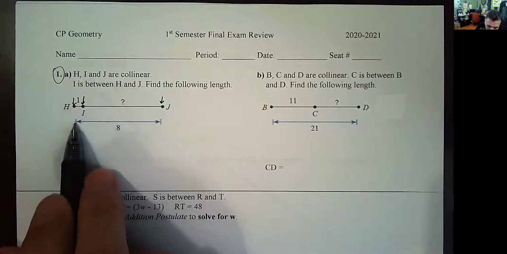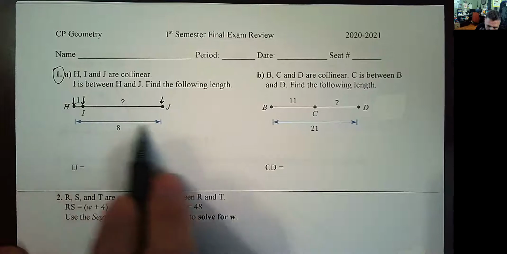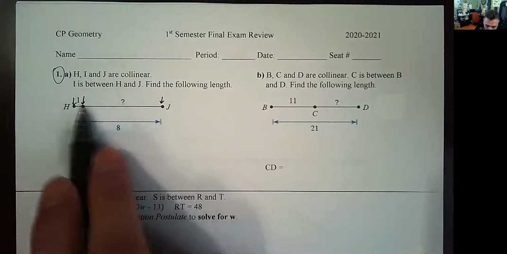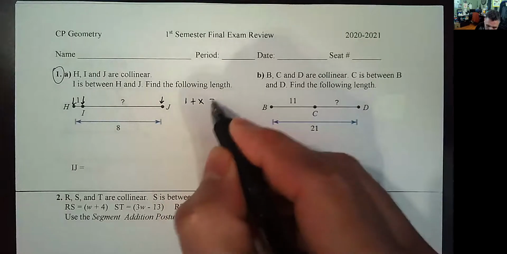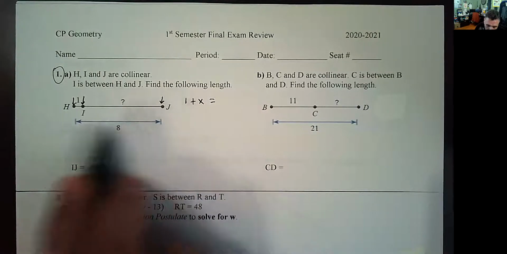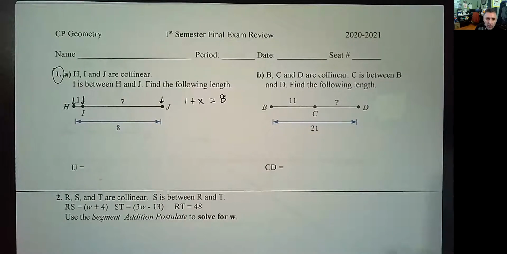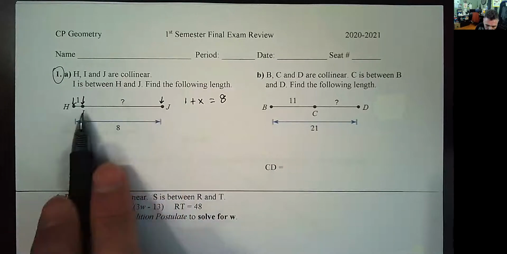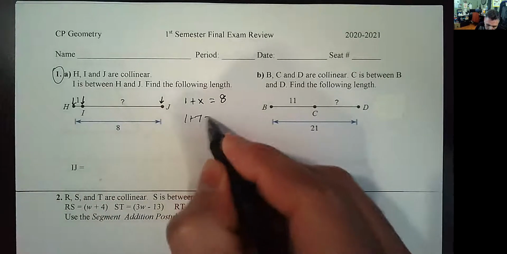And then we do know down here at the bottom, it tells us what the entire length is. The entire length is 8. So the segment addition postulate pretty much says if I take the segments that I have and add them up, it should equal the entire length, 8. And then IJ is just the part that we're looking for. So IJ I know is 7 because 1 plus 7 is 8.